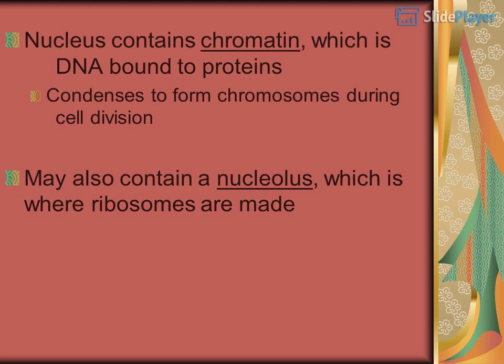The nucleus contains chromatin, which is DNA bound to proteins. It condenses to form chromosomes during cell division. It may also contain a nucleolus, which is where ribosomes are made.